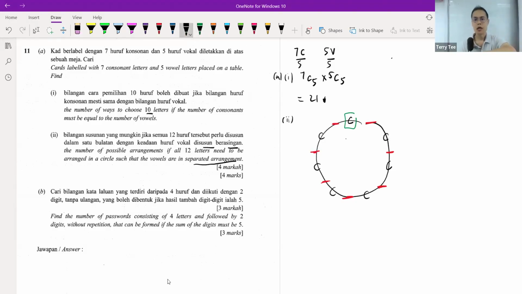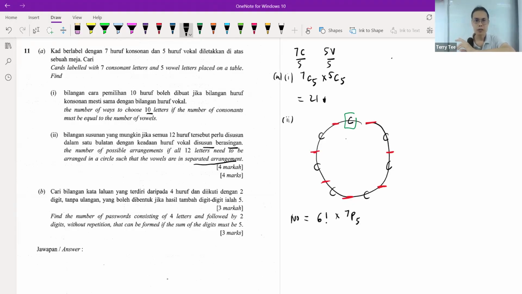So how many ways to arrange the consonants now? We say 7 minus 1, or 6 factorial. Initially you have 7, you take the first consonant and fix the position so it doesn't rotate anymore. You can only arrange the rest of the consonants. Next, you have to think there are 7 empty spaces between the consonants, and I need to arrange the remaining 5 vowels.